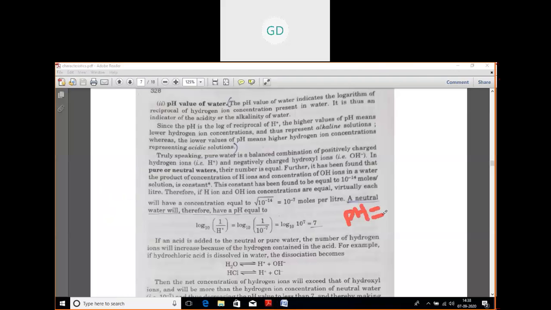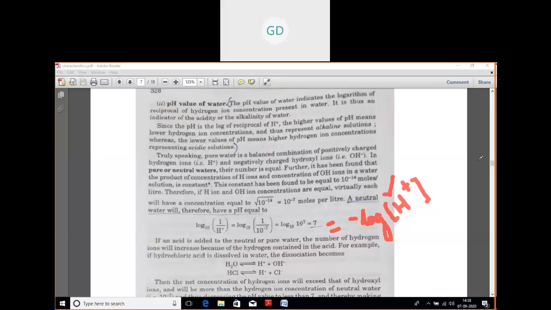pH is equal to minus log of H plus. pH is the negative logarithm of your hydrogen ion concentration. This H plus is your hydrogen ions.